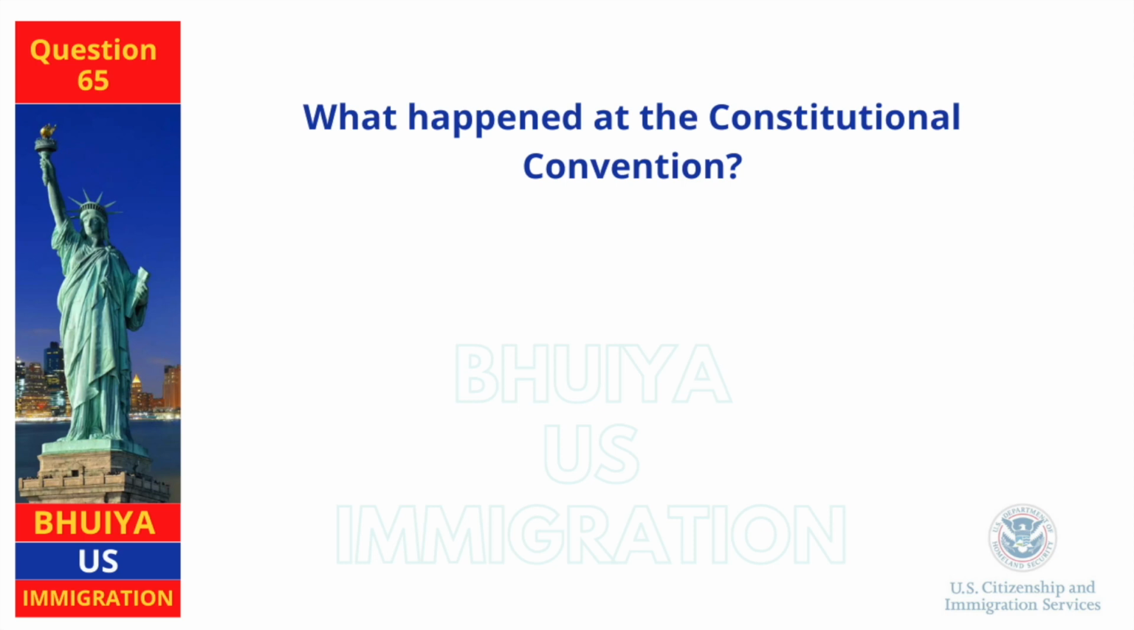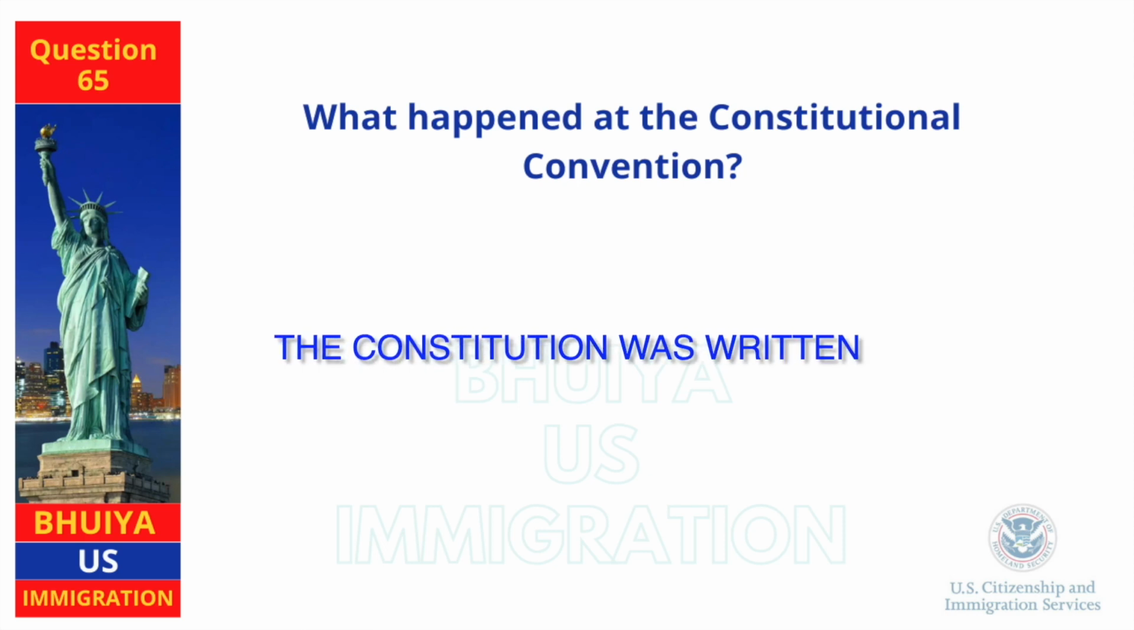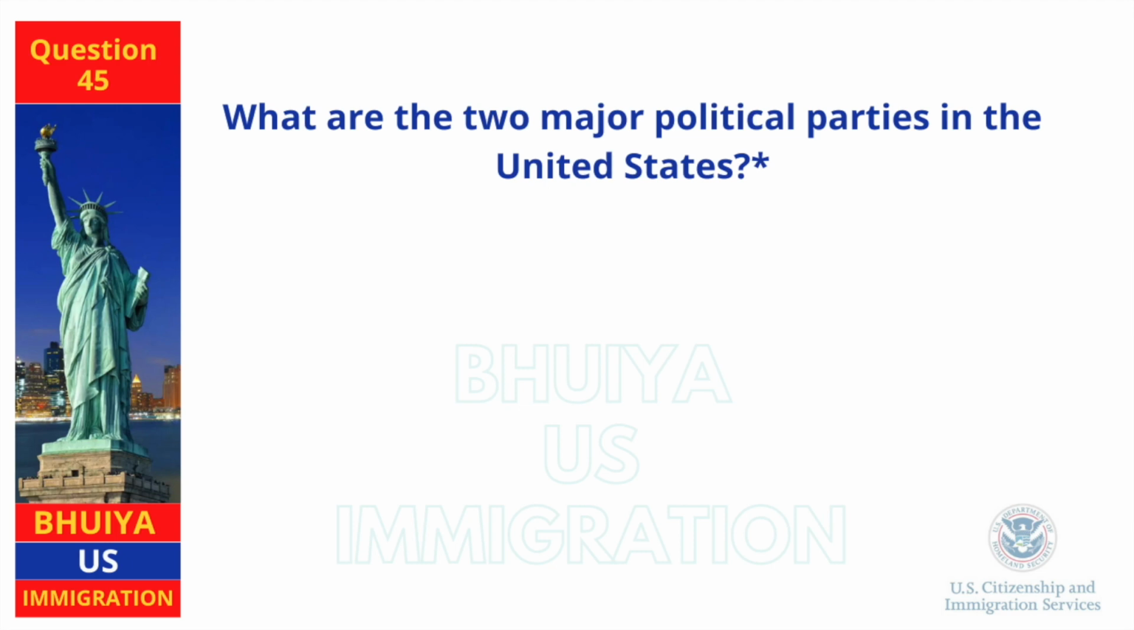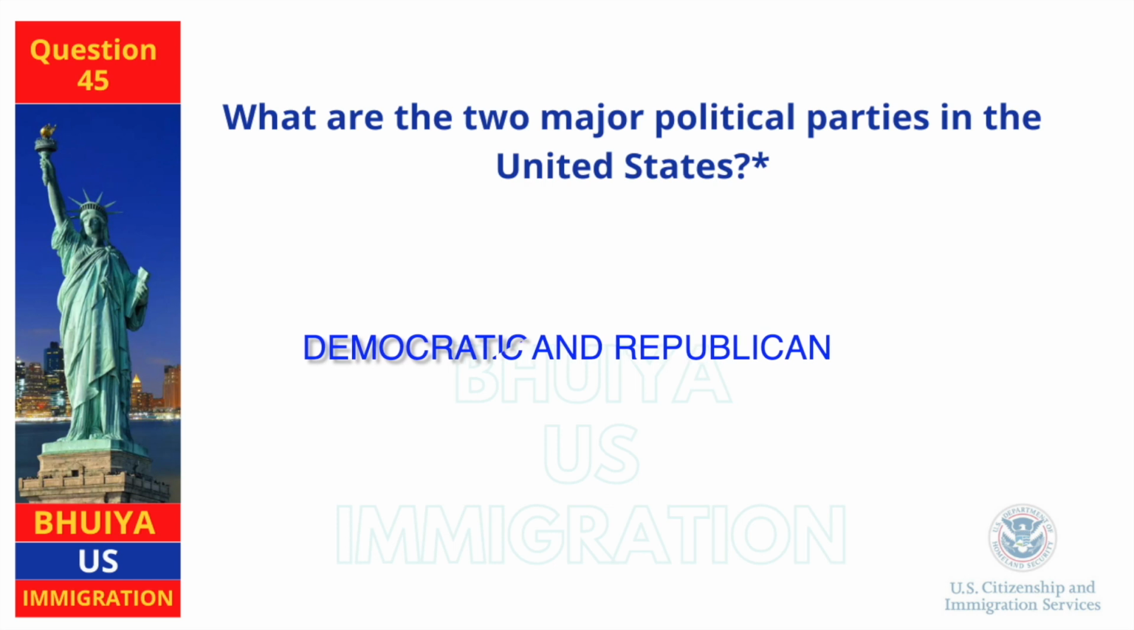What happened at the Constitutional Convention? The Constitution was written. What movement tried to end racial discrimination? Civil rights movement. What are the two major political parties in the United States? Democratic and Republican.